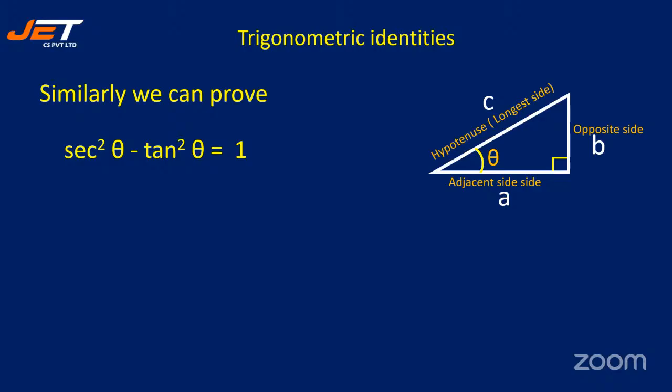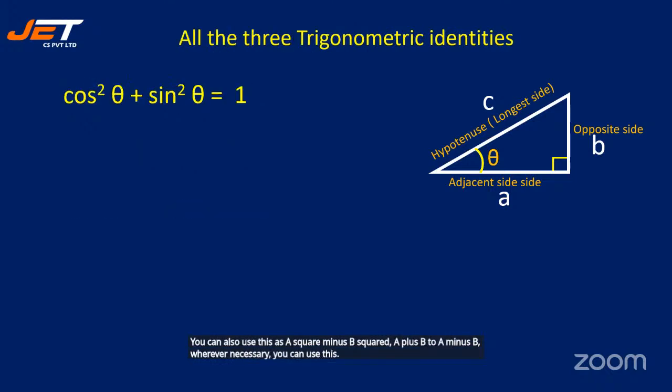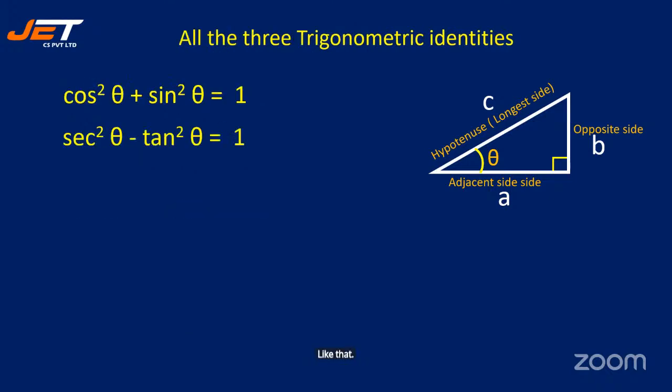So, secant square theta minus tan square theta is 1. You can also use this as A square minus B square, A plus B into A minus B, wherever necessary. Like that. Okay, secant square theta minus tan square theta is 1.